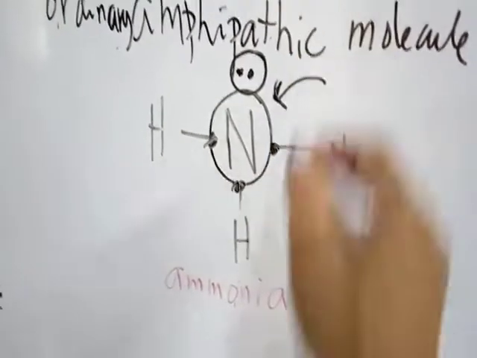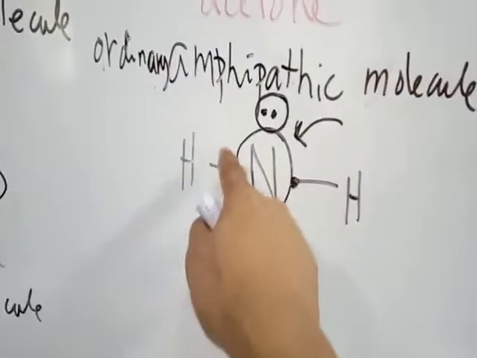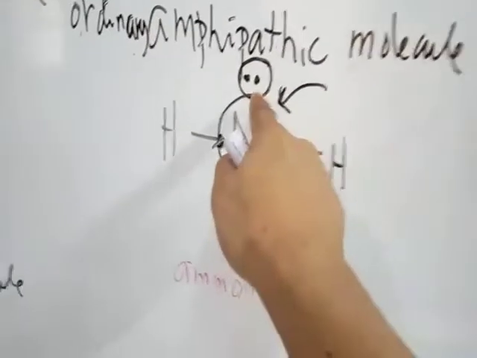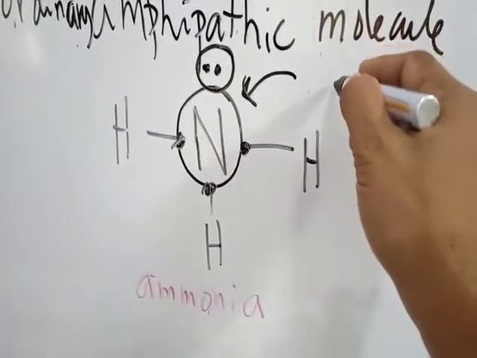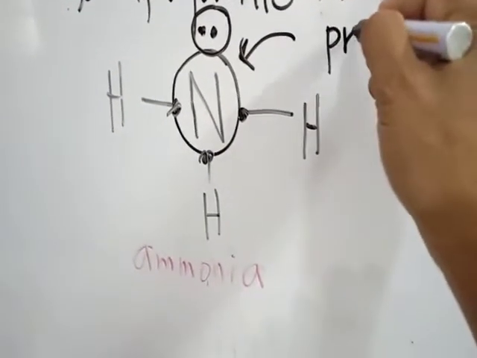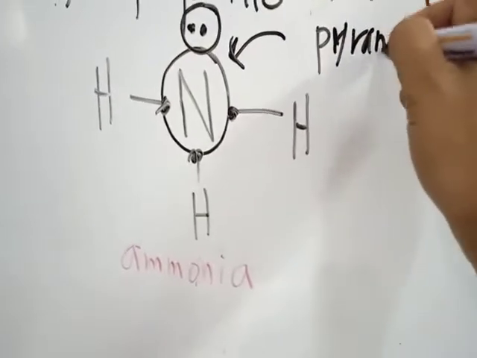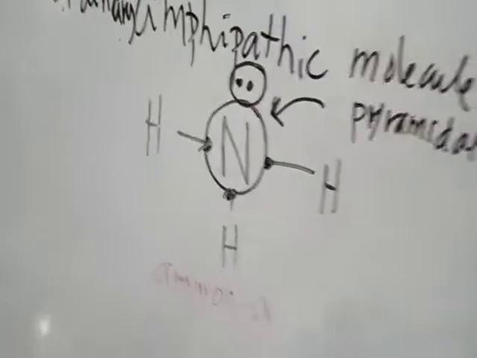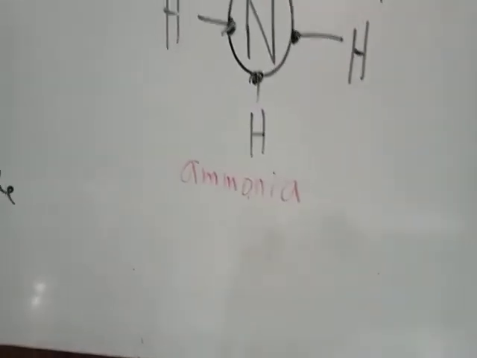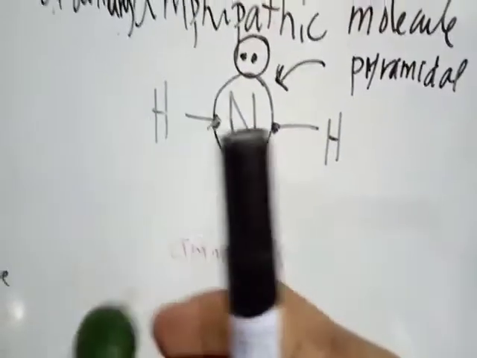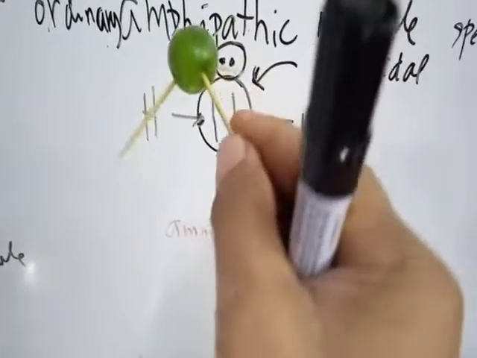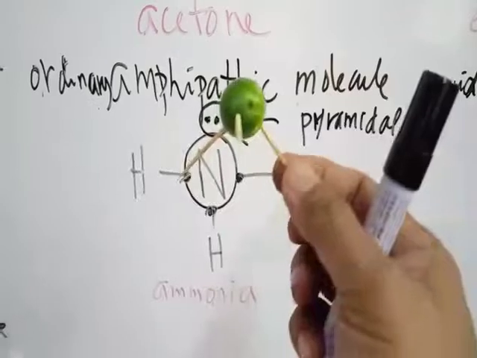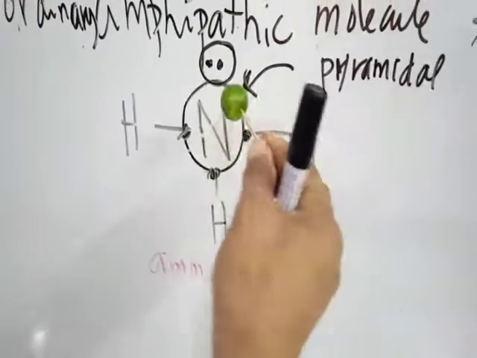So what is its geometric shape? This is 3 attached groups and 1 lone pair. If it is 3 and 1, the geometric shape is pyramidal. How does it look like? It looks like this. Almost like this one. It's a tripod. Looks like a tripod without a stand. This is pyramidal.